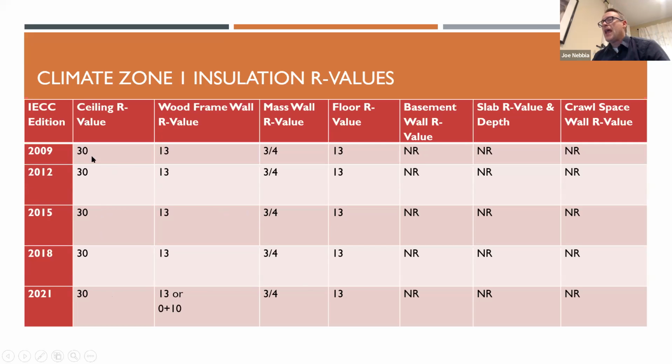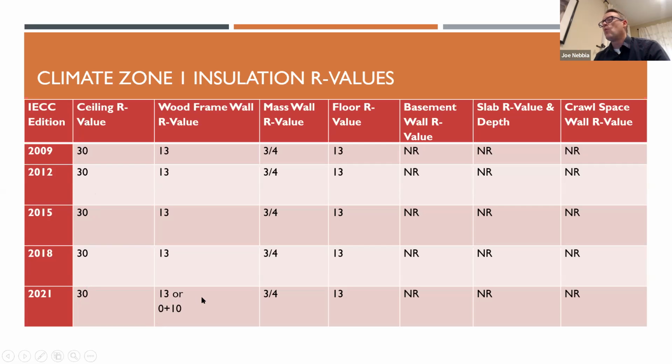Now, the attic hasn't changed in any of the code editions since 2009. It's been an R30. It's a fairly typical attic assembly. It's been that way forever. So hopefully builders are used to doing this. So that's an R30 in the attic.